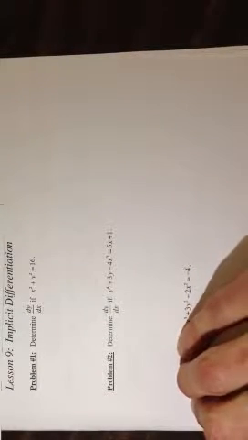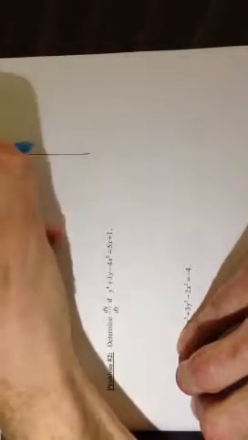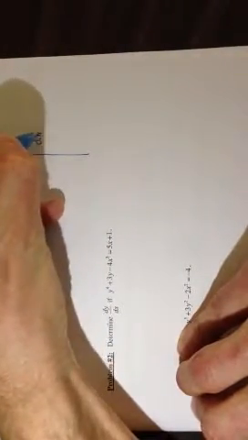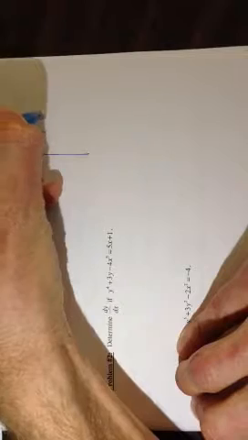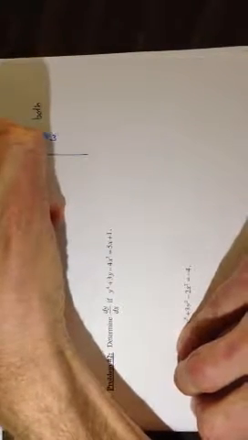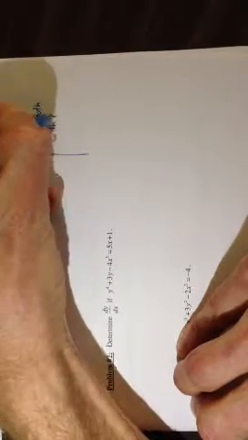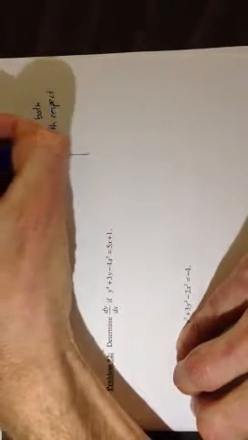Okay, so in this first example, what we're going to do is rather than just differentiate with respect to x, we're going to differentiate both sides of the equation with respect to x. So my plan here is to differentiate both with respect to x. Okay, so whatever I do to one side, I'm going to do to the other.